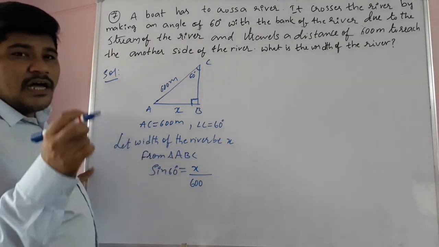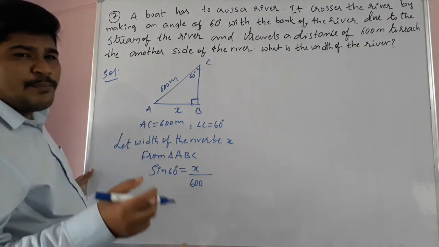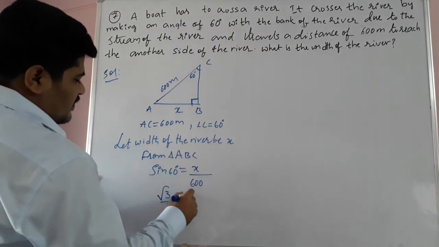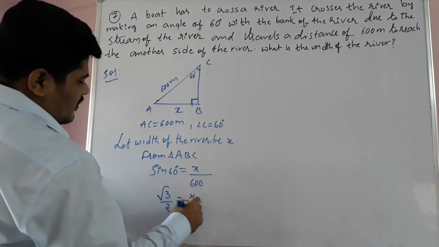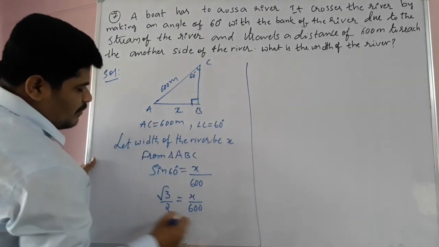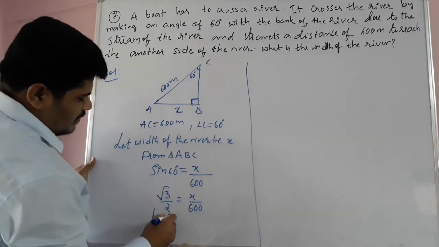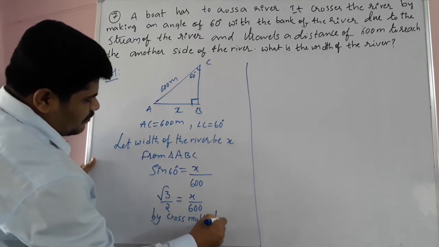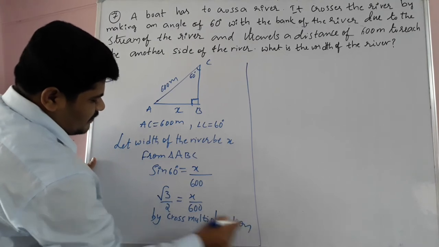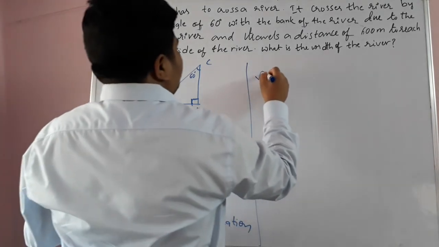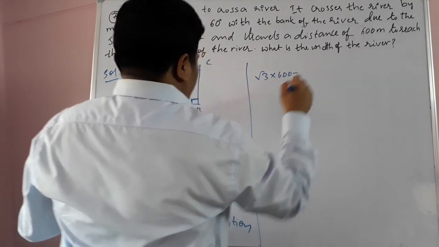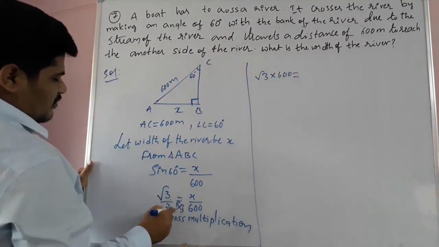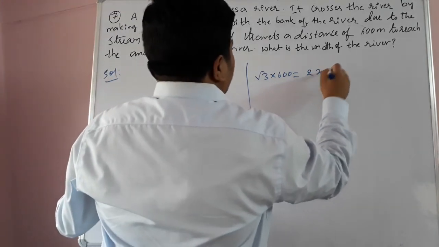So what is sin theta? Opposite side by hypotenuse. So sin 60 value is what? Root 3 by 2, that is equal to x by 600. So students, now do the cross multiplication. By cross multiplication, what we can write? Root 3 into 600 is equal to 2 into x. So students, what is x equal to?